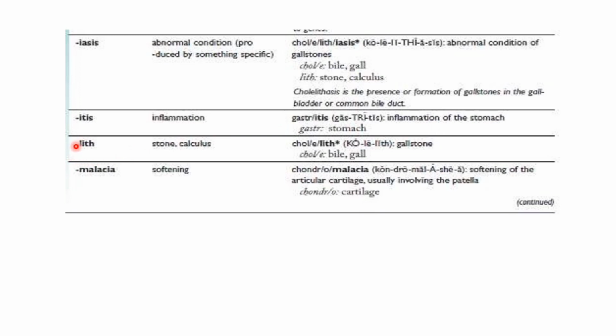Then lith, we have already seen that lith means stone or calculus. The word analysis for the suffix lith is cholelith, which means gallstone. And the last one is malacia. Malacia means softening. The word analysis for the suffix malacia is chondromalacia or osteomalacia. Chondromalacia is the softening of the cartilage, while osteomalacia is the softening of the bones.